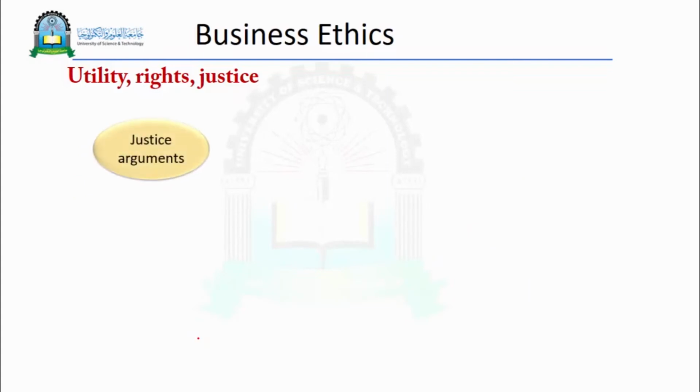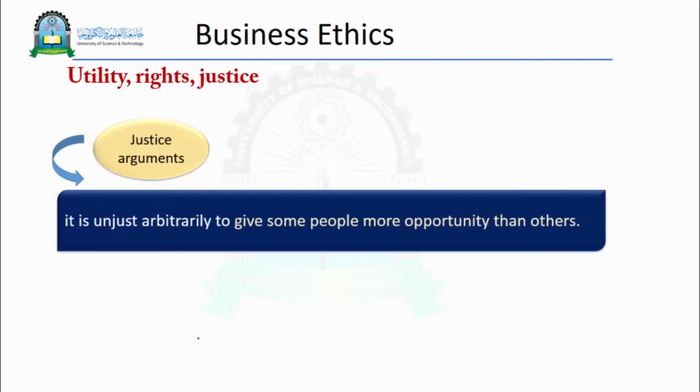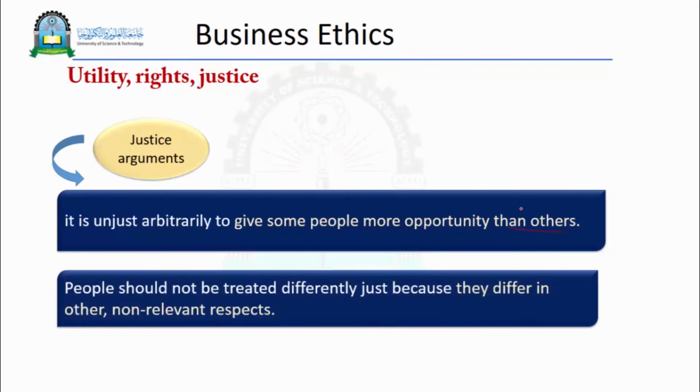Now regarding justice arguments, it is of course unjust arbitrarily to give some people more opportunity than the others. So here, people should not be treated differently simply because they differ in other non-relevant respects. So this is regarding justice. Employees must be dealt with fairly according to their own capabilities and competence.